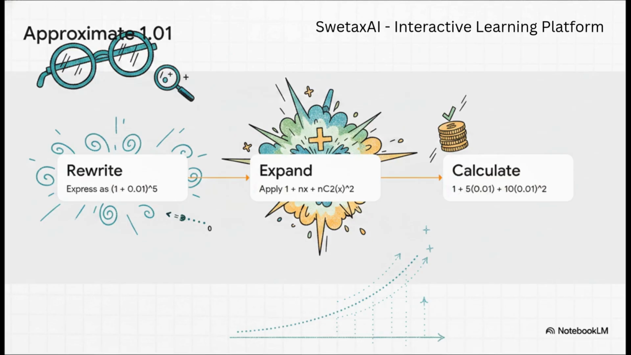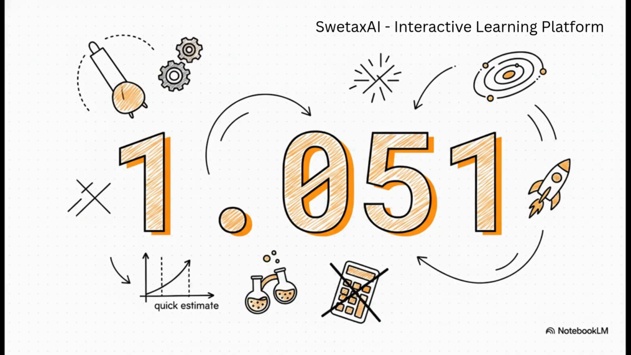1 plus n times x plus nC2 times x squared. That gives us 1 plus 5 times 0.01 plus 10 times 0.01 squared. And just like that, you get 1.051. It's a surprisingly simple way to get a highly accurate estimate. If you're tackling physics or engineering problems, this trick is an absolute lifesaver.